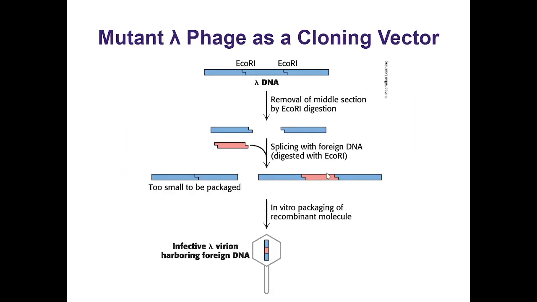All right, so the mutant lambda phage as a cloning vector. Right here we have the lambda DNA. This is going to be the EcoRI restriction enzyme right here. And then we'll have the removal of your middle section by the EcoRI digestion. And that's right here. You can see we're missing the middle now. We have a spliced foreign DNA, whatever we want to express. This would have the gene we want to express, or genes we're trying to have expressed.